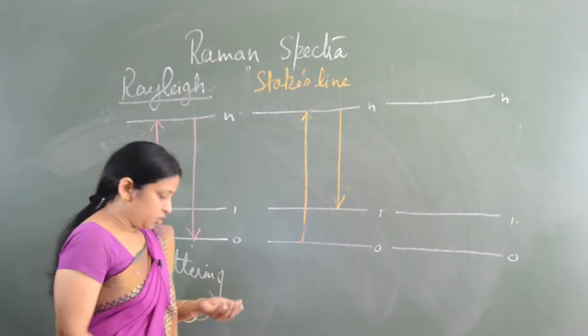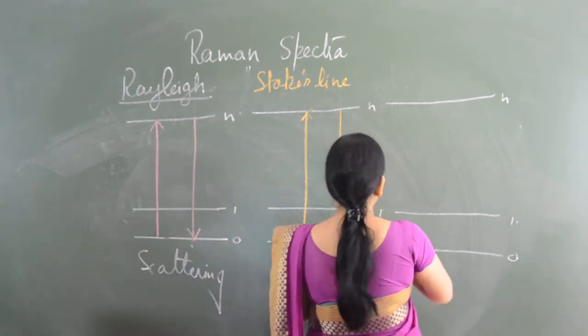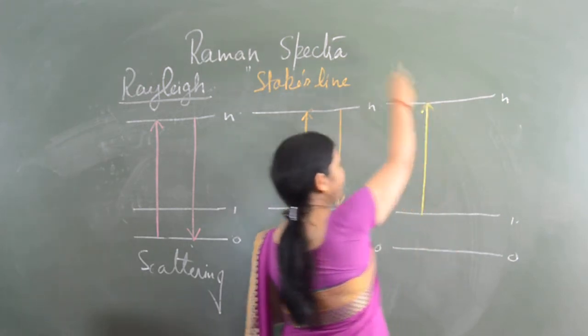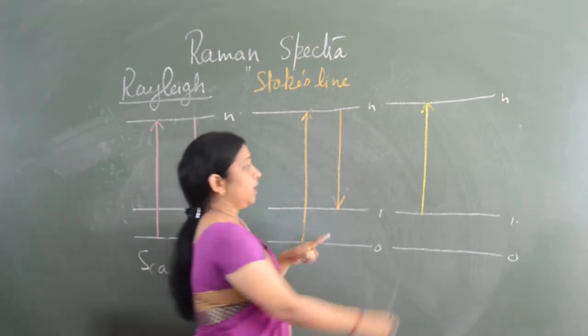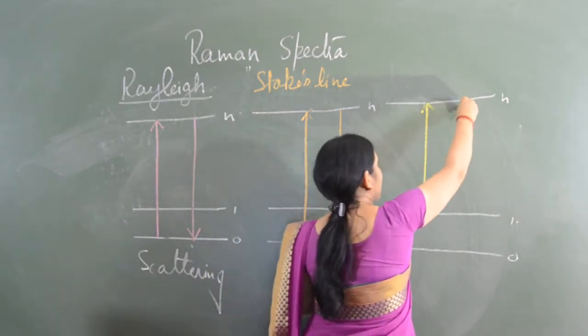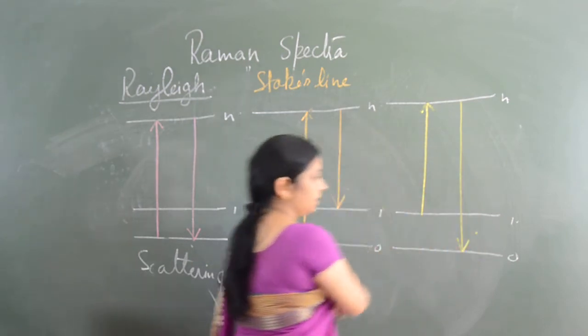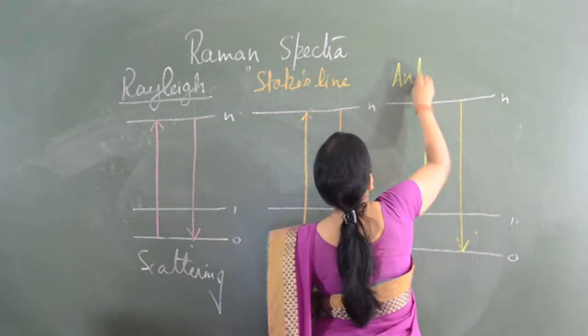The third condition is where the molecule is moving from some higher energy state to an upper energy state, and then when it comes down, it is not coming to a higher energy state, but it comes back to the ground state. This is known as anti-Stokes lines.